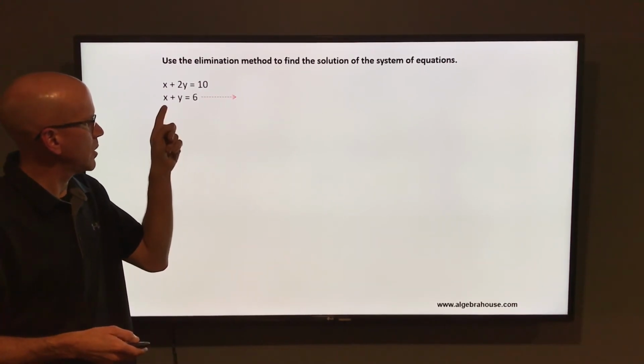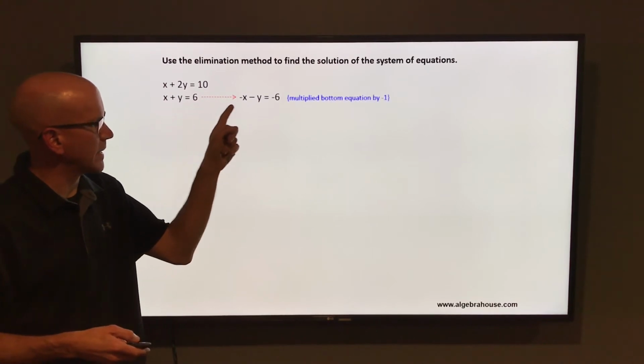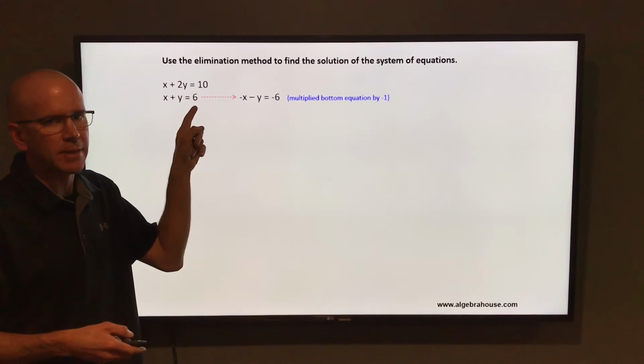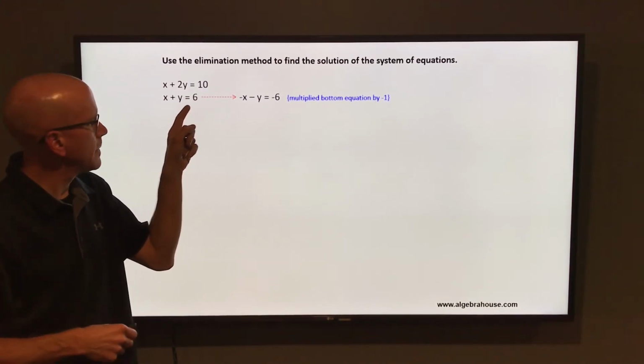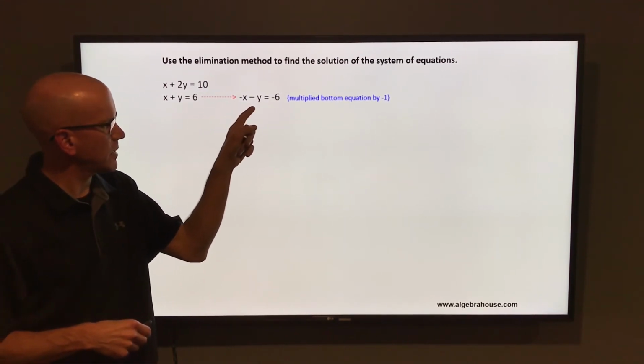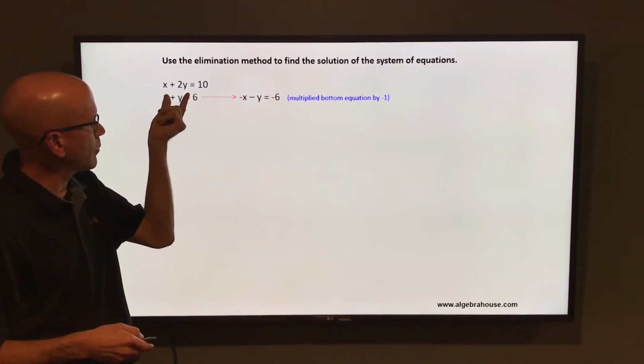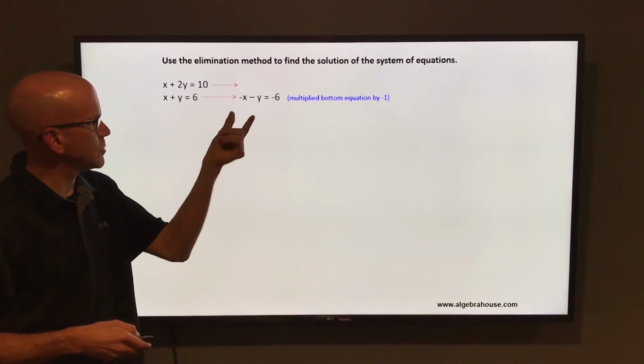So that bottom equation, I'm going to multiply that bottom equation by negative 1. When you multiply by negative 1, make sure you multiply each term, including the 6 after the equals sign, by negative 1. So it'd be negative x minus y equals negative 6. I'm going to take that with the first equation. I'm going to put those two equations together.